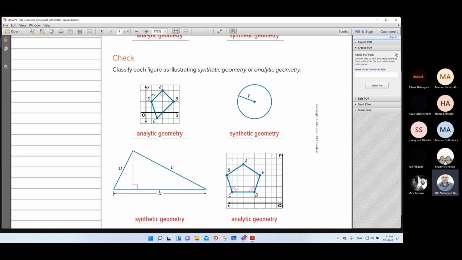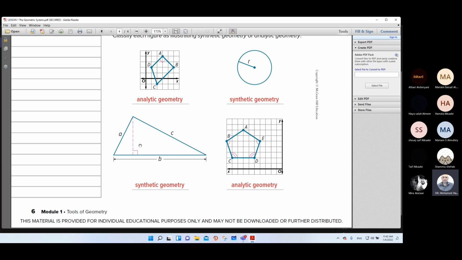Also here, you have a coordinate plane, so you have analytic geometry. Here you don't have a coordinate plane, so you have synthetic geometry. Here, synthetic geometry, and here, analytic geometry.